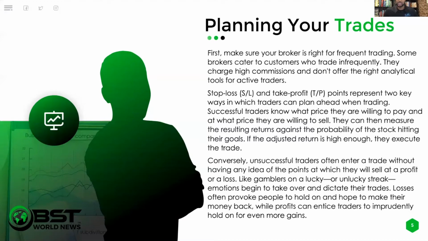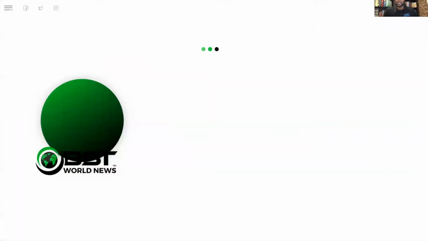Conversely, unsuccessful traders often enter a trade without having any idea of the points at which they want to sell at a profit or at a loss. Like gamblers on a lucky or unlucky streak, emotions begin to take over and dictate their trades. Losses often provoke people to hold on and hope to make their money back, while profits can entice traders to imprudently hold on for even more gains.